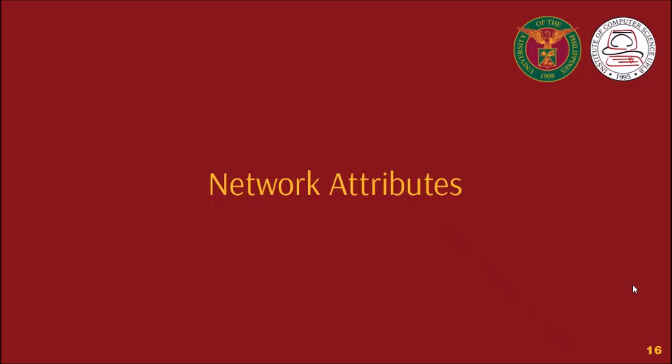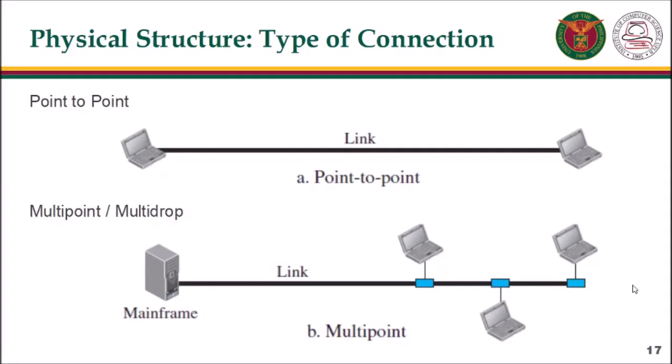We will now discuss network attributes. A network is two or more devices connected through links. A link is a communications pathway that transfers data from one device to another. For visualization purposes, it is simplest to imagine any link as a line drawn between 2 points. For communication to occur, two devices must be connected in some way to the same link at the same time.